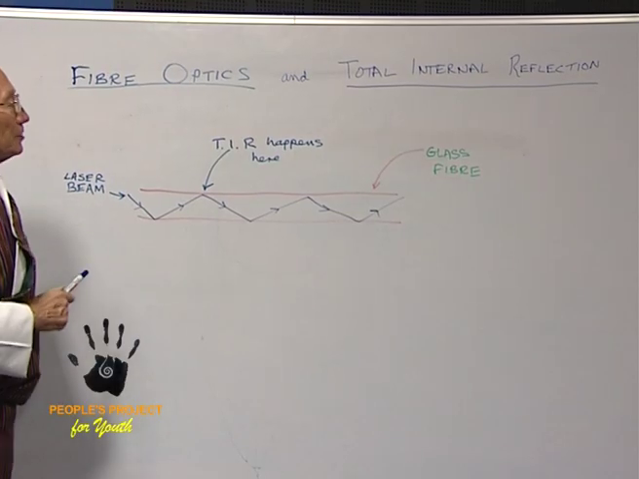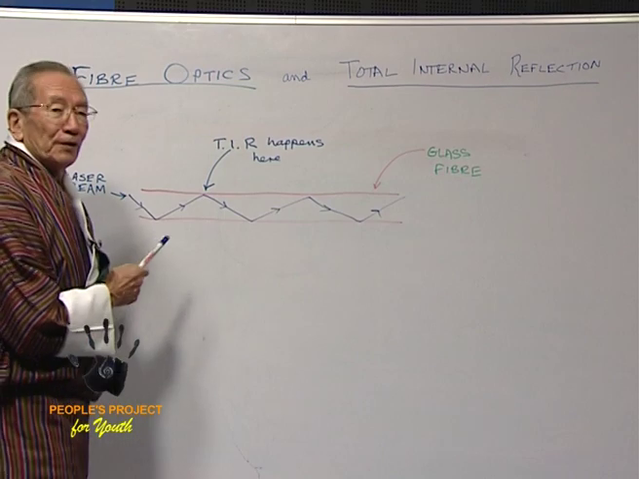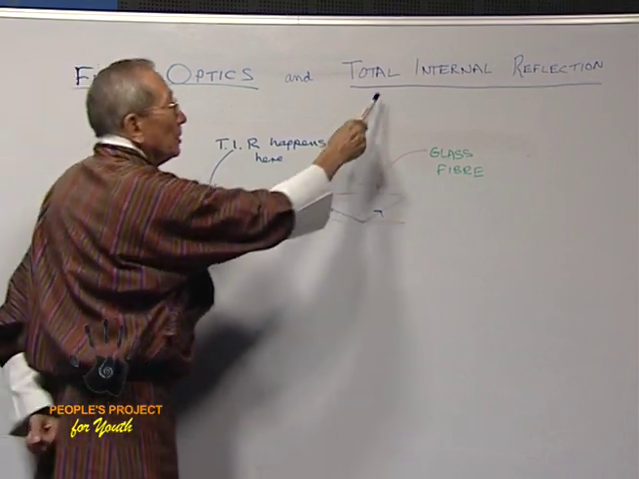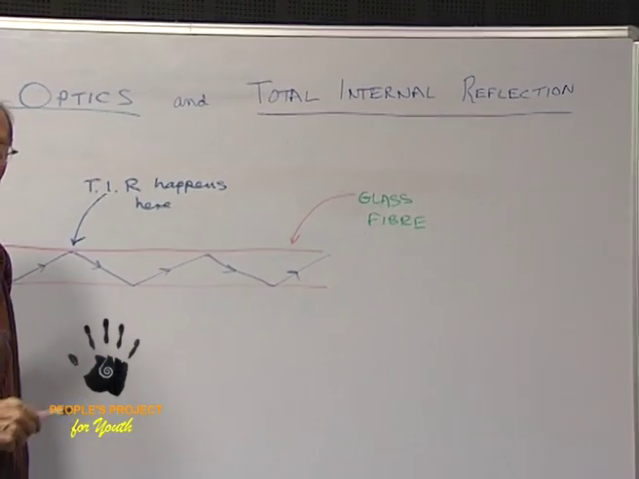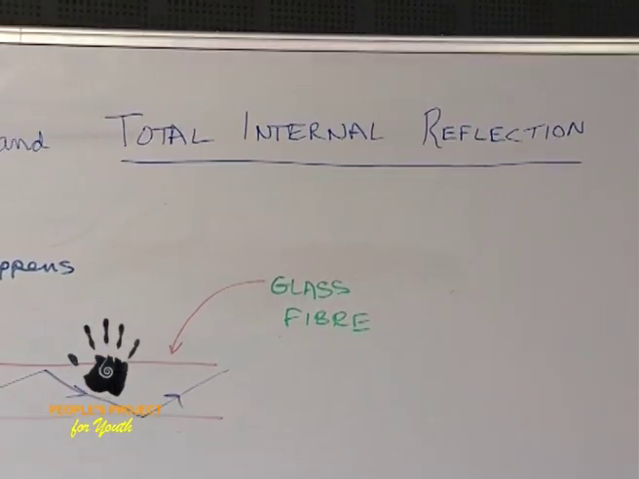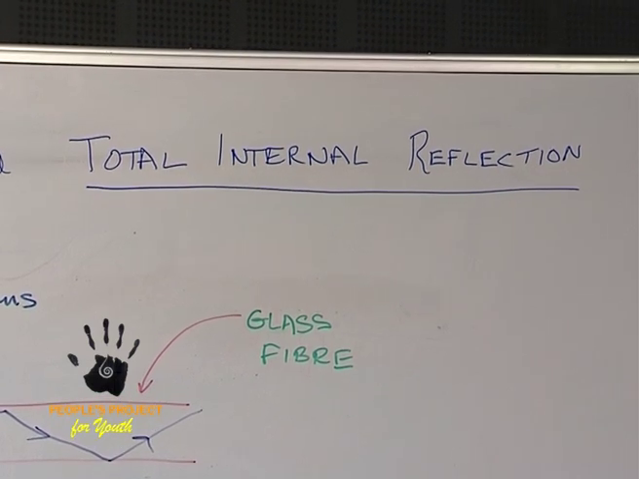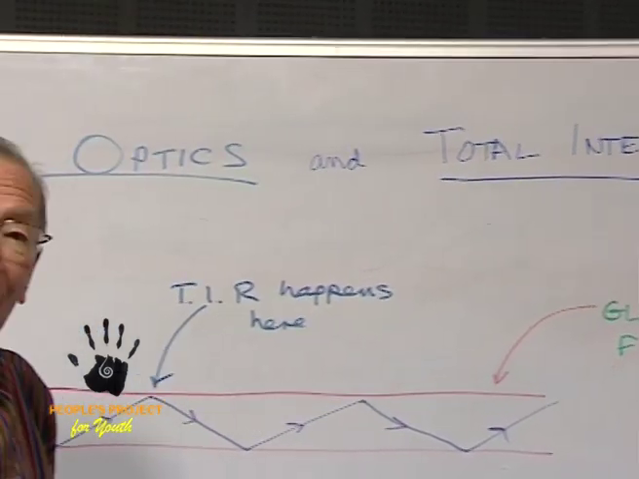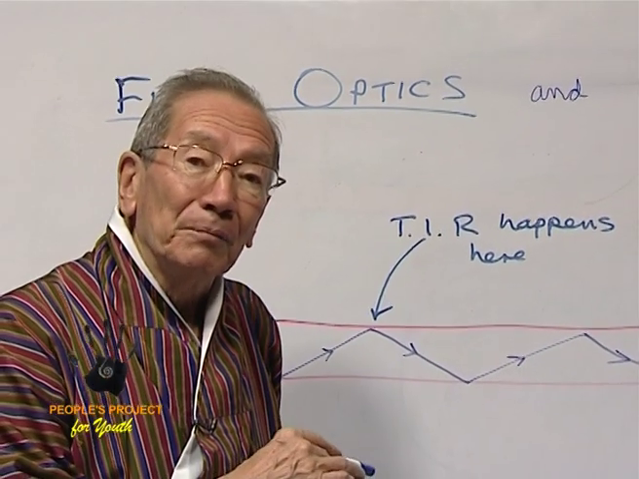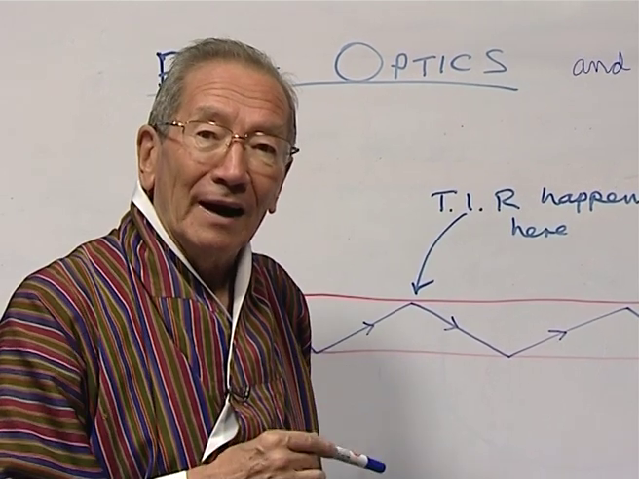Now, one of the things that you've learned about in school is a phenomenon of light called total internal reflection. This happens when the light rays go from an optically dense medium to an optically rare medium, across a boundary, for example, going from glass into air or from water into air.